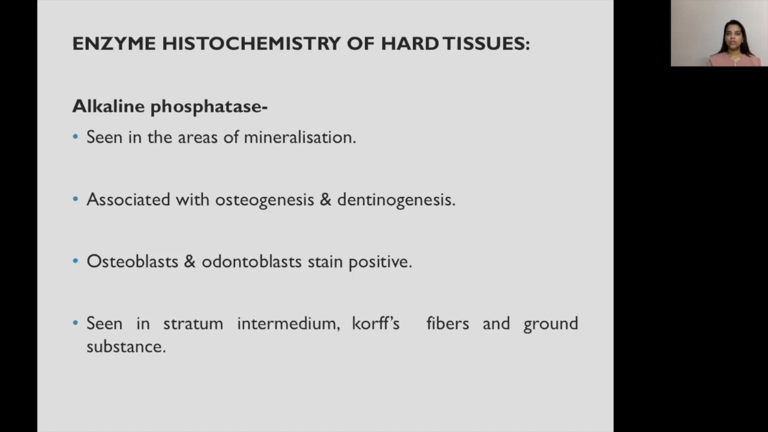Enzyme histochemistry of hard tissues. We have alkaline phosphatase, which is seen in areas of mineralization. It is associated with osteogenesis and dentinogenesis. Osteoblasts and odontoblasts stain positive, and it is seen in stratum intermedium, Korff's fibers, and ground substance.